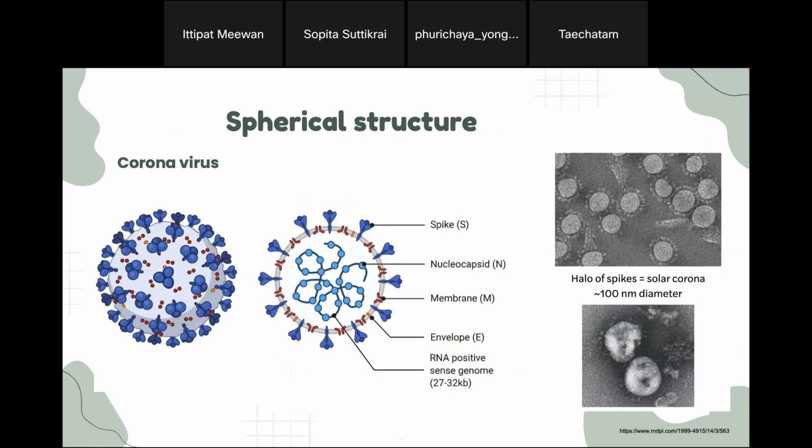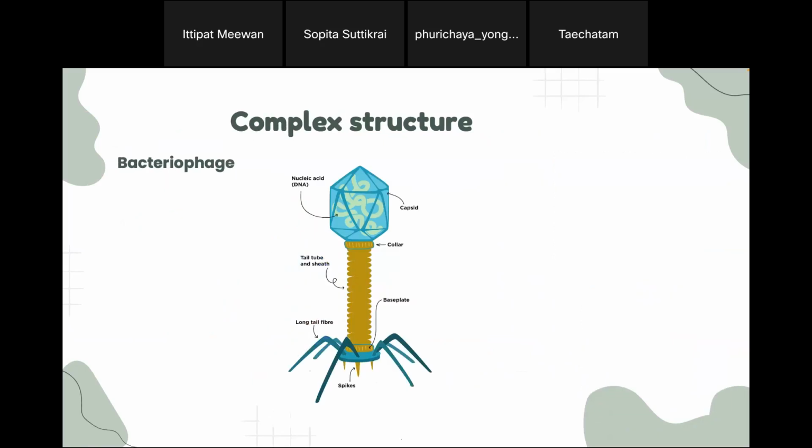And when we look under the electron microscope, we're going to see the structure here with a spherical shape with the spike protein.